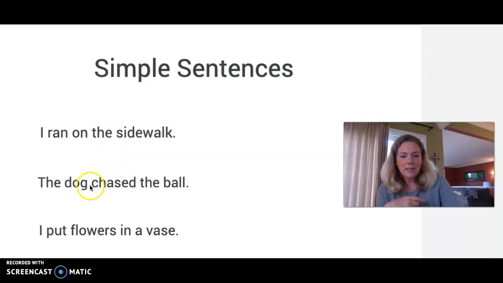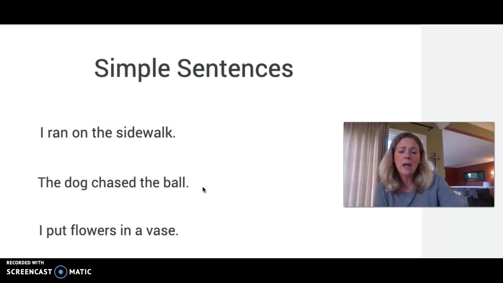The dog chased the ball, so we have dog and ball. This is a simple sentence because it has the dog as the subject and chased the ball as a predicate. Notice they also have a complete thought, so you're not really left wondering, what? It seems like something's missing from this sentence.